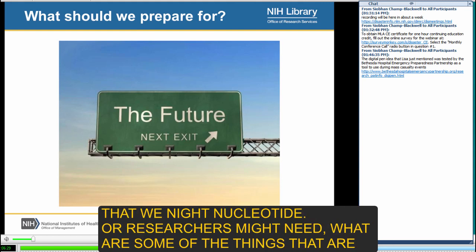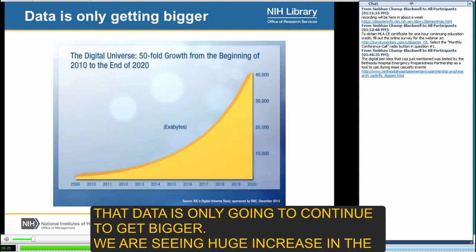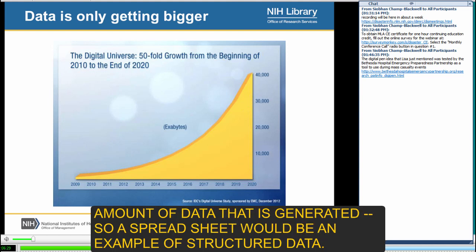What are the skills that we might need as librarians or that researchers might need? What are some of the things that are going to be some of the pain points going forward? One thing that we can be sure of is that data is only going to continue to get bigger. We are seeing a huge increase in the amount of data that's generated on a daily basis. And, as I said, it's cheaper than ever to store it and to generate it. So we are definitely not going to be getting any less data anytime soon.